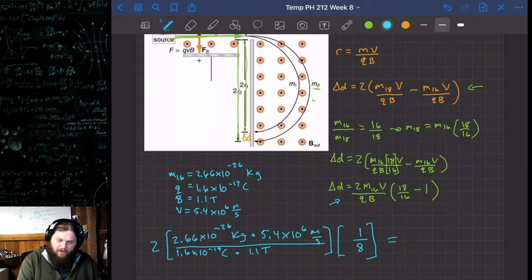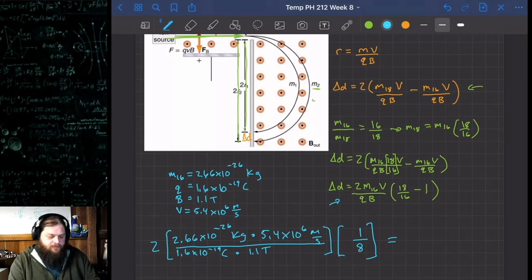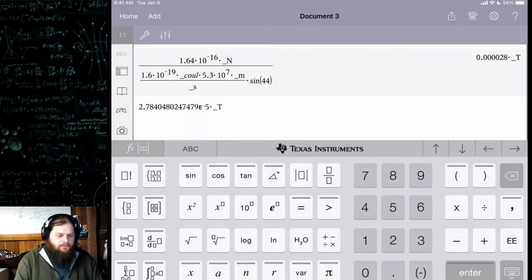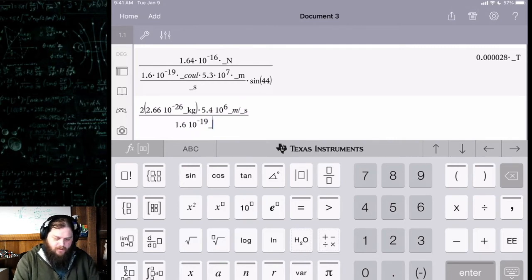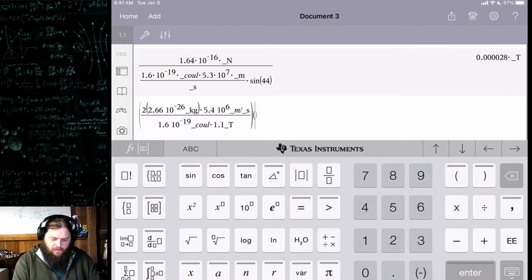So we can plug that into our calculator to get our answer. So that's 2 times 2.66 times 10 to the negative 26, I'm going to say it's in kilograms, times 5.4 times 10 to the 6, which is meters per second. Divide that by 1.6 times 10 to the negative 19 in coulombs, and multiply by 1.1 Tesla. We're going to then multiply this entire thing by 1/8.